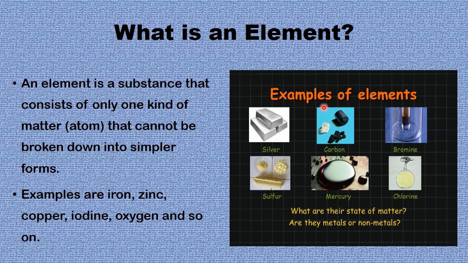Now, you have examples here as shown in this picture right here. We have silver, carbon, bromine, sulfur, mercury, and chlorine. And therefore, you should be able to state the state of matter that all these elements occur in, and you must be able to tell whether they are metals or non-metals.